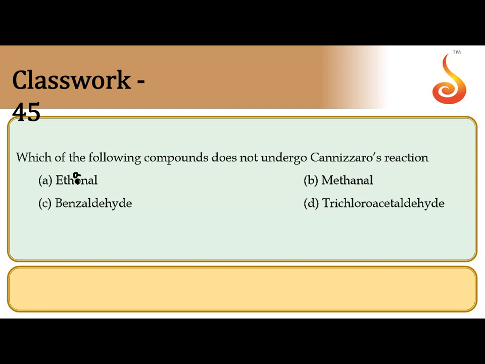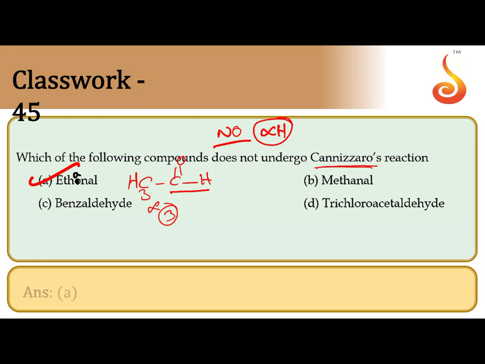Which of the following compounds does not undergo Cannizzaro reaction? To undergo Cannizzaro reaction, alpha hydrogen should not be there. But the compound which does not undergo Cannizzaro has an alpha hydrogen. First check option A, CH3CHO. This is ethanal. CHO is the functional group carbon, and the next carbon, the CH3 carbon, is the alpha carbon. It has 3 alpha hydrogens. That's why ethanal undergoes aldol condensation but not Cannizzaro reaction. So the answer is ethanal.